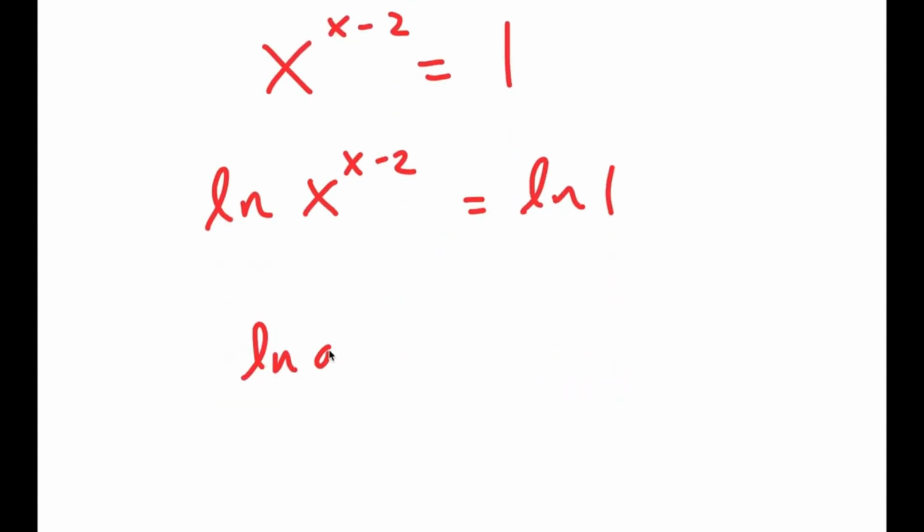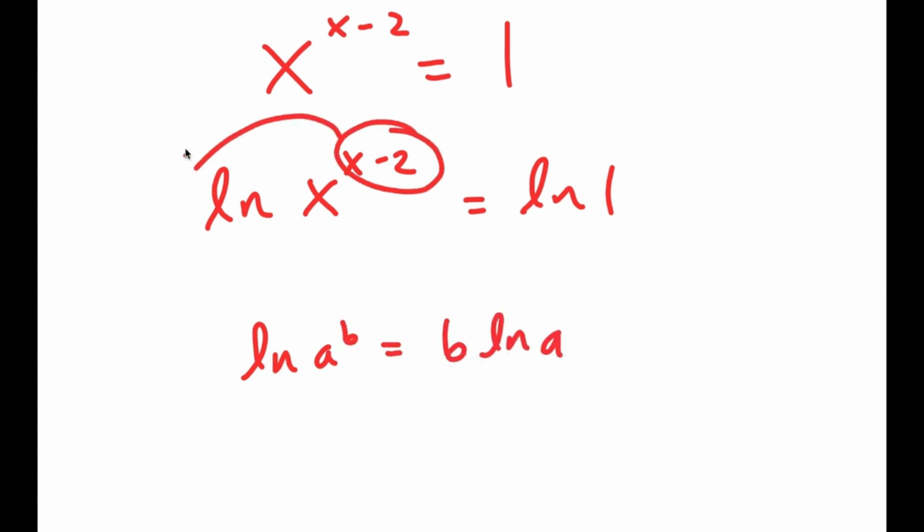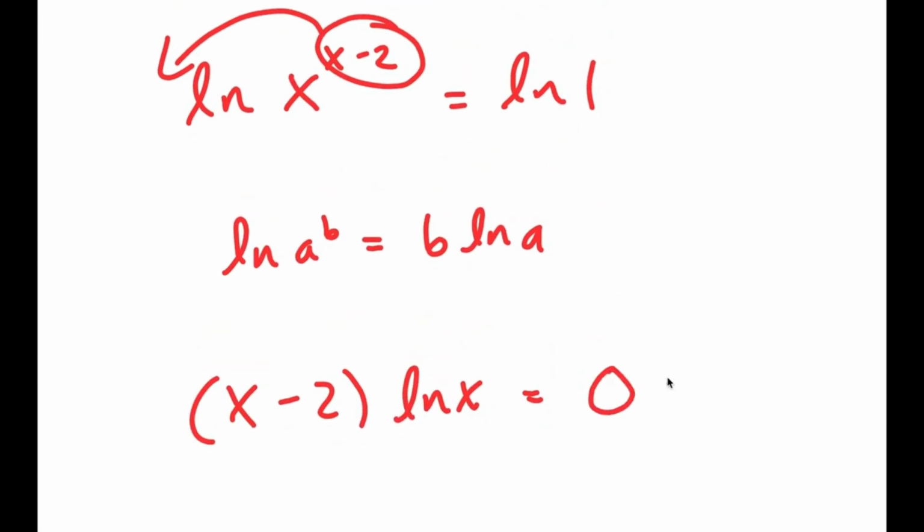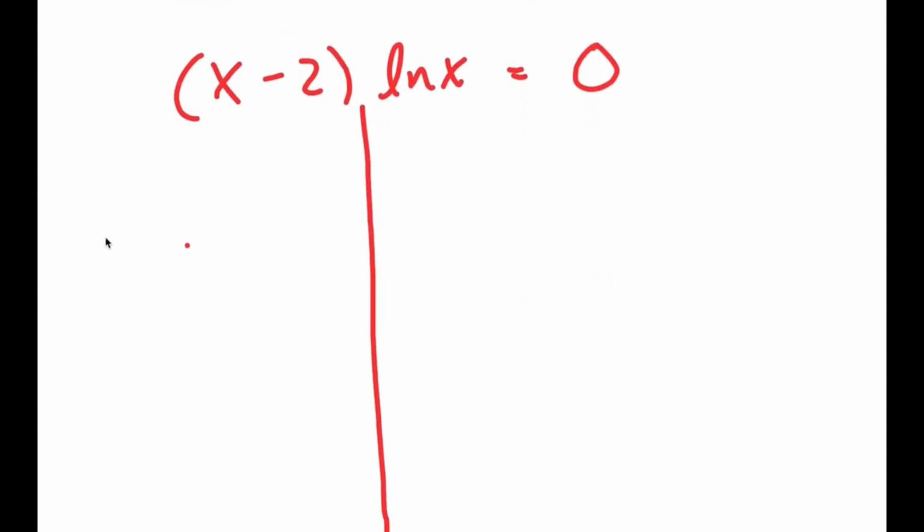Now if I have something in the form ln a to the power of b, this is equal to b times ln a. So I can move x minus 2 to the front, and I get x minus 2 times ln x is equal to ln of 1, which is 0. So now I get two equations. I get x minus 2 equals 0, and ln of x is equal to 0.